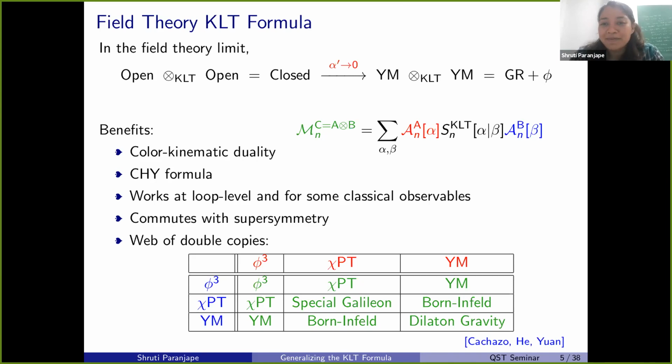So, okay, I will say that I will only be talking about tree level. And the KLT formula itself, there is no notion of it at loop level, but at tree level, there is another formulation of the double copy relations called the BCJ formulation. And that extends to loop level. So, yeah, I don't know if that quite answers your question.